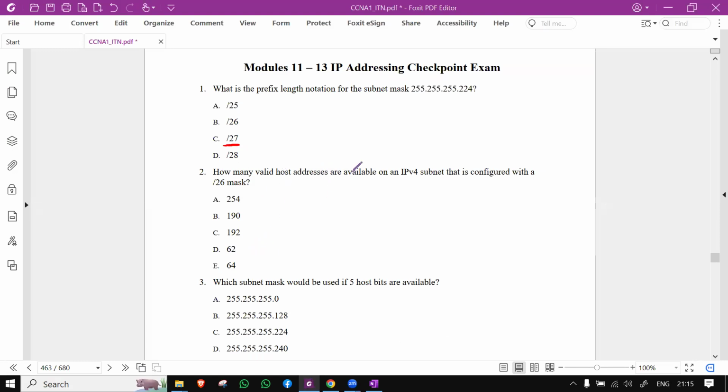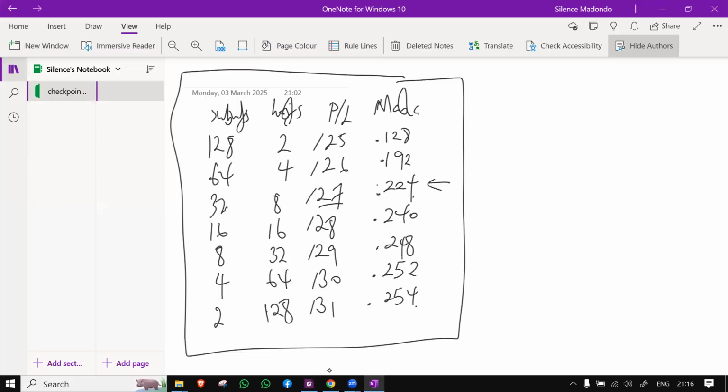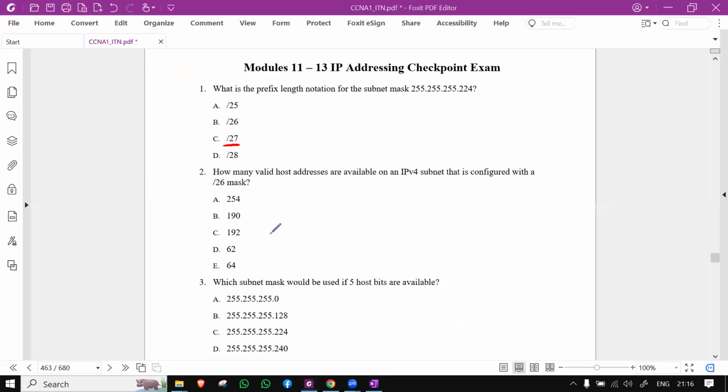/27. Let's go. How many valid host addresses are available on the IP subnet that is configured with a /26? I can come back here, /26. Where is our /26? These are hosts, not subnets. These are subnets here. Here we have hosts. So for /26, we have 64 available maximum addresses. 64 minus 2, giving us a total of 62. That's where our answer came from.